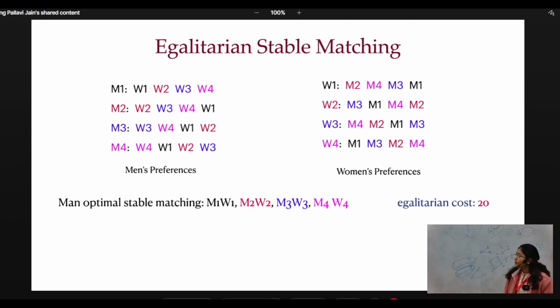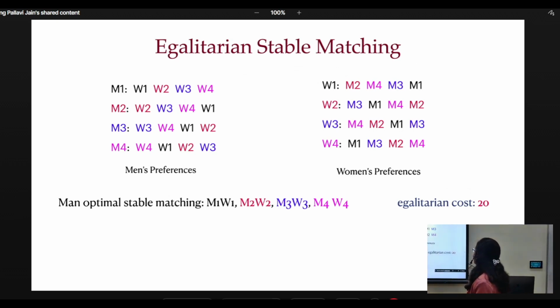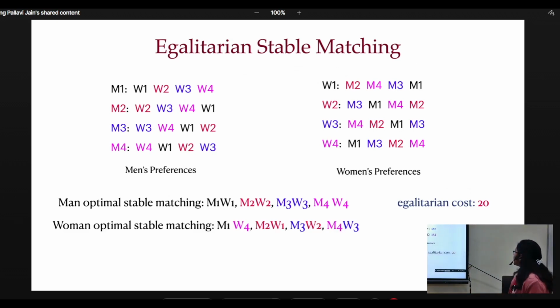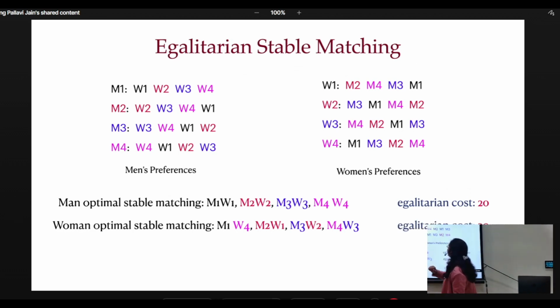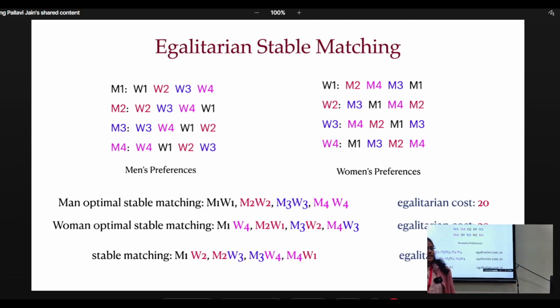What is the women optimal matching here? M1 W4, it's very simple, I created the example like that. M1 W4, M2 W3, M3 W2, M4 W1, and the cost again is 20.